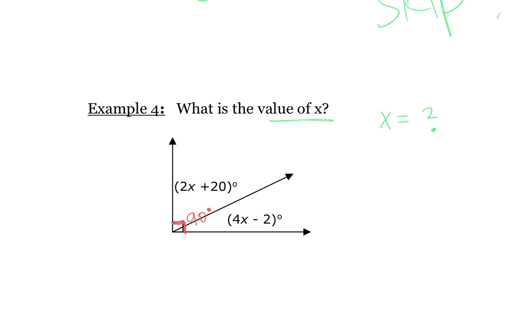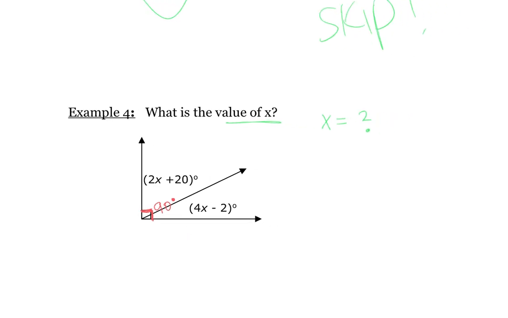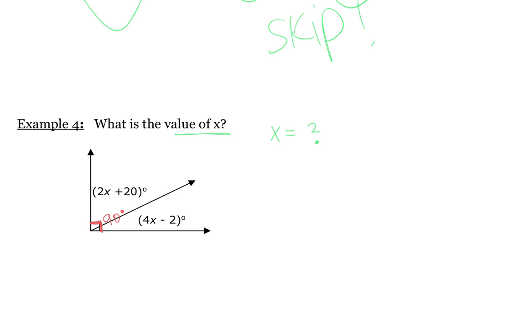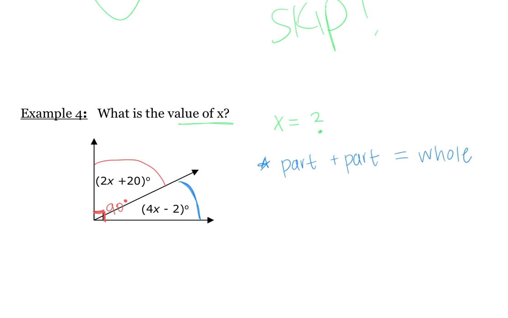Okay, so the totality of these two angles should be 90 degrees. Now, because I have complementary angles, they equal 90 degrees. I know that this part right here is 2x plus 20, and that this part in blue is 4x minus 2. I have something that we called part plus part equals a whole. I need to create an equation and then solve for x.